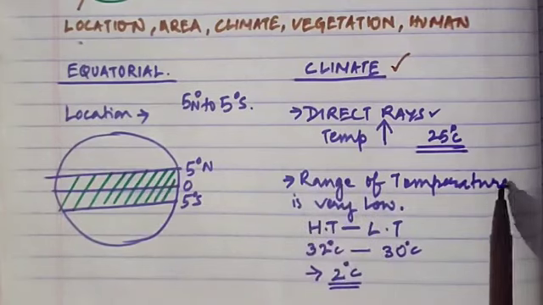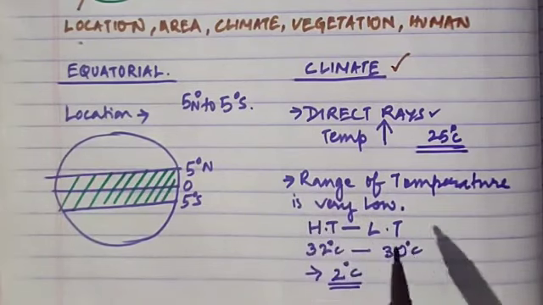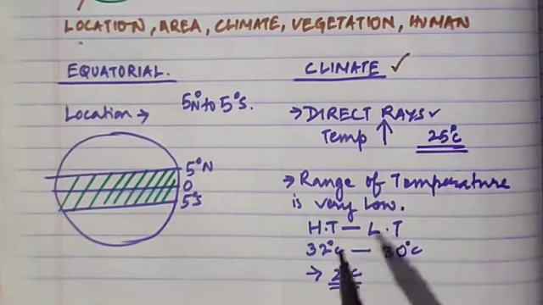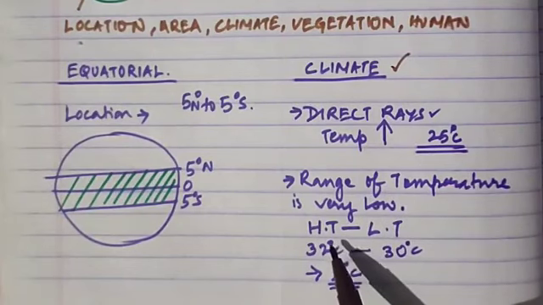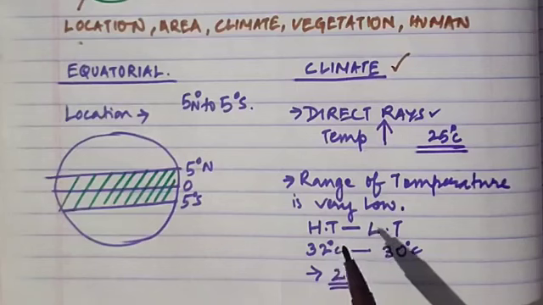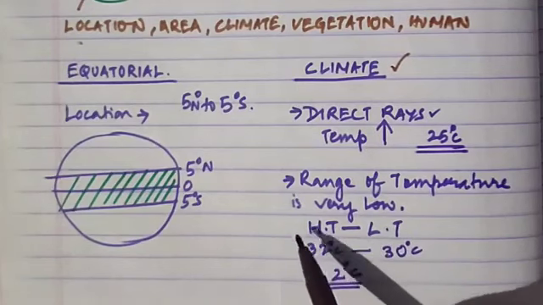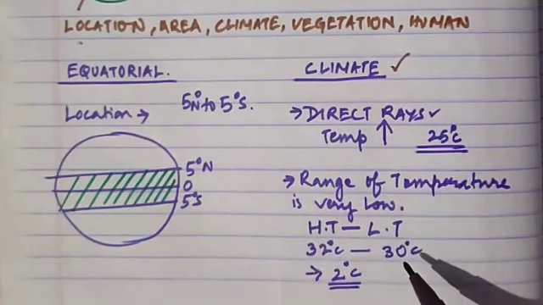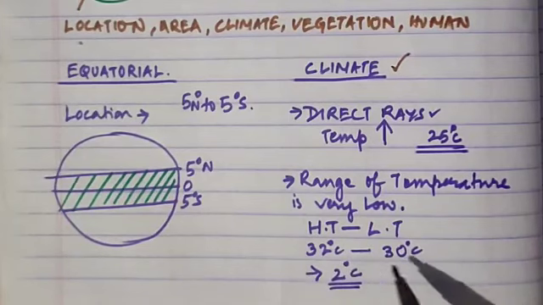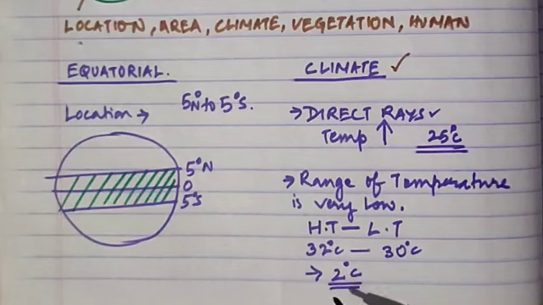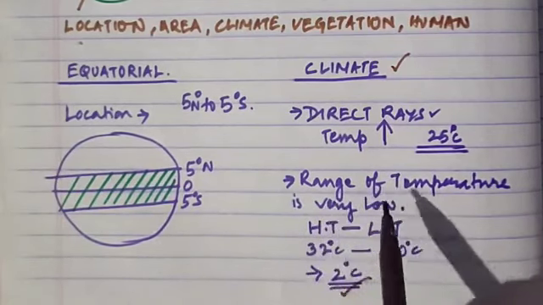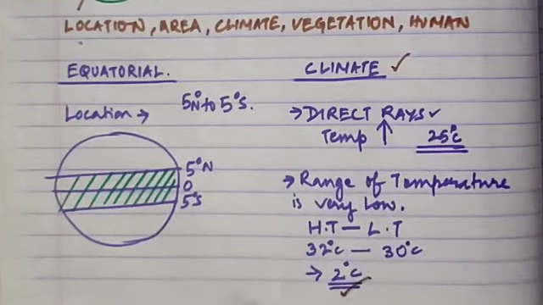Now range of temperature means highest temperature minus lowest temperature. Supposing the highest temperature recorded in this area is 32 degrees Celsius, and the lowest temperature recorded is 30 degrees Celsius. If we take the difference between these two temperatures, it is only 2 degrees Celsius. So 2 degrees Celsius is the range of temperature of the equatorial area. So it is very, very low.